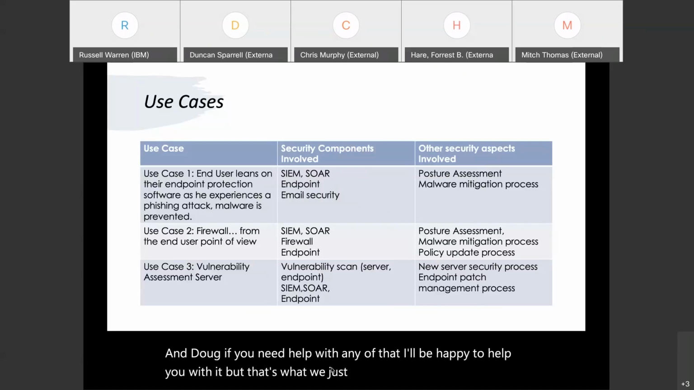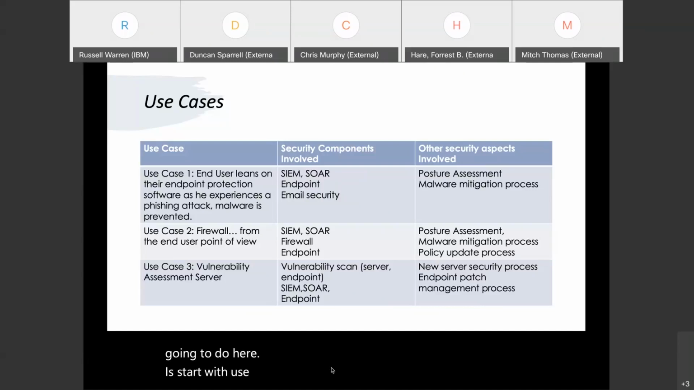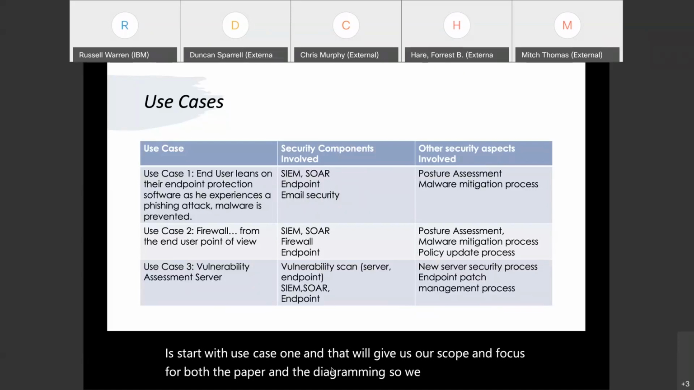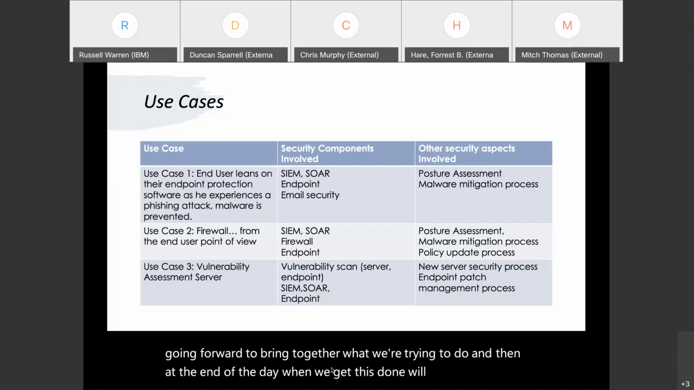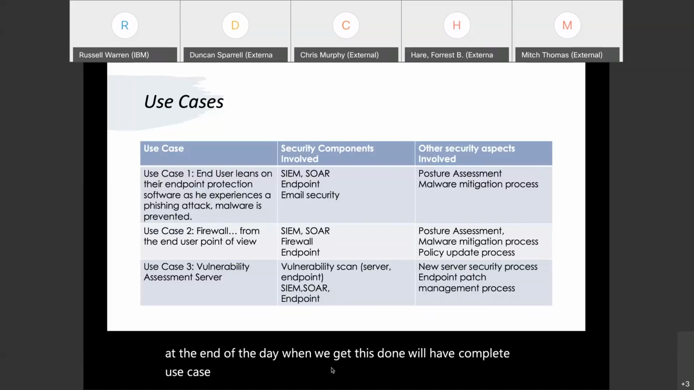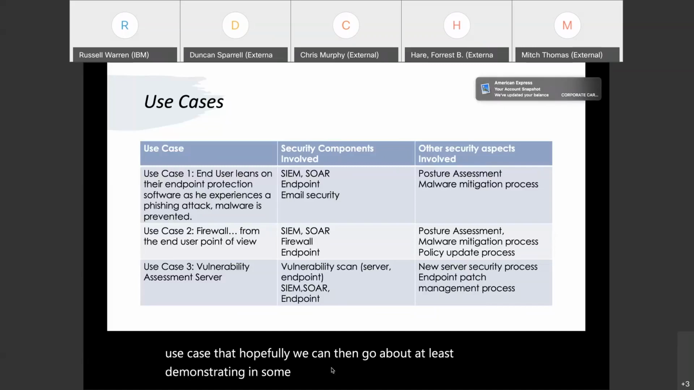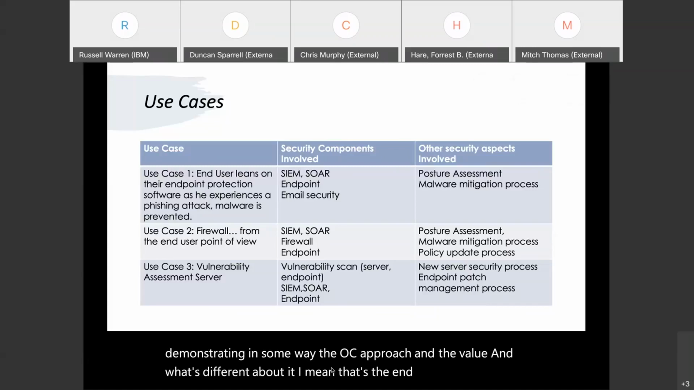And what we're going to do here is start with use case 1, and that'll give us our scope and focus for both the paper and the diagramming, so we can use it going forward to bring together what we're trying to do. And then at the end of the day, when we get this done, we'll have a complete use case that hopefully we can then use to demonstrate in some way the OCA approach, its value, and what's different about it. That's the end product I'm trying to get to after all this is done.